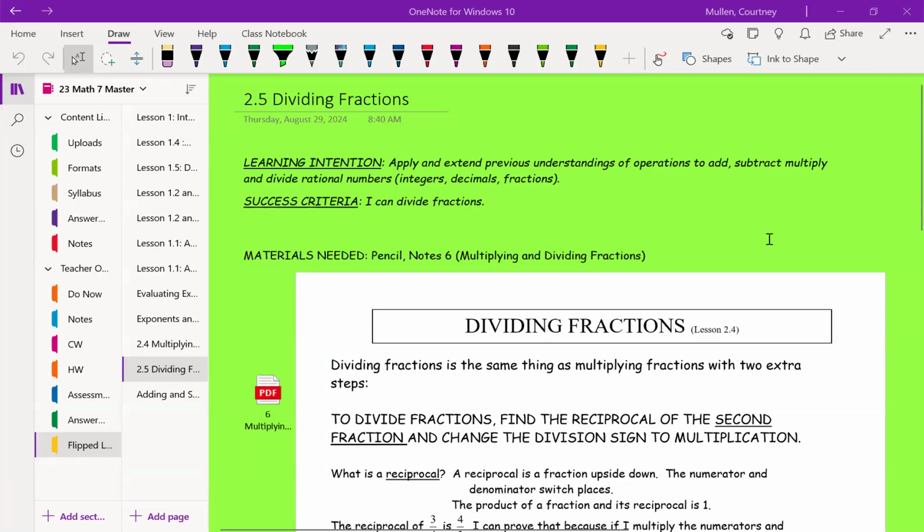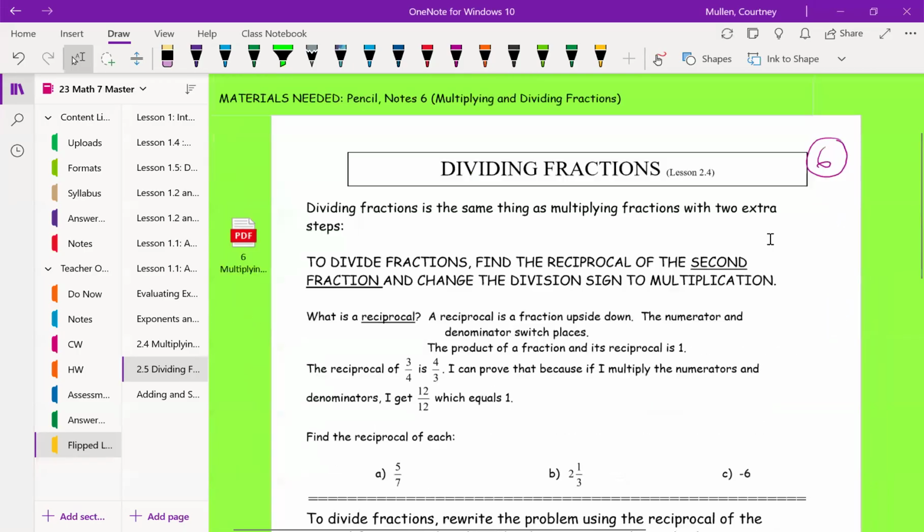Welcome back. We're going to be working on dividing fractions now. You need your pencil and note 6 again. So this is the back side of note 6. The front side is the multiplying integers. Sorry, the multiplying fractions. All right.